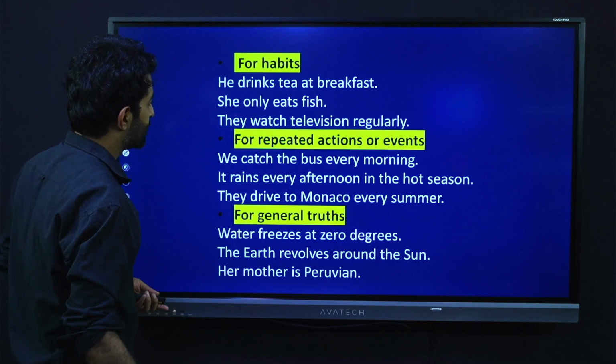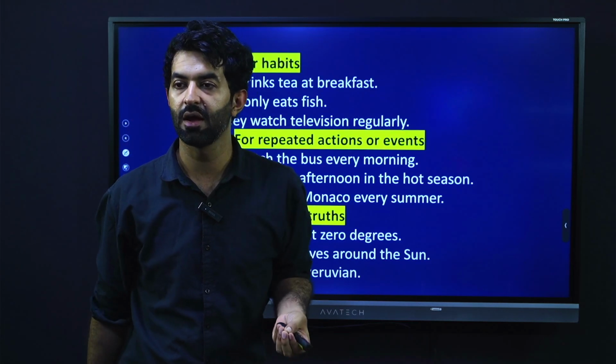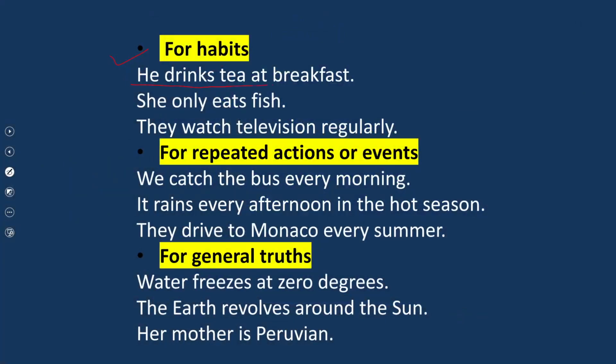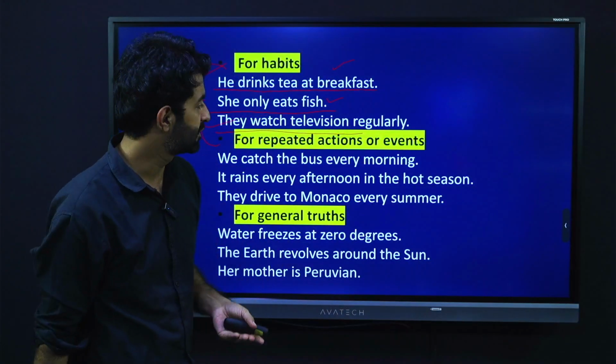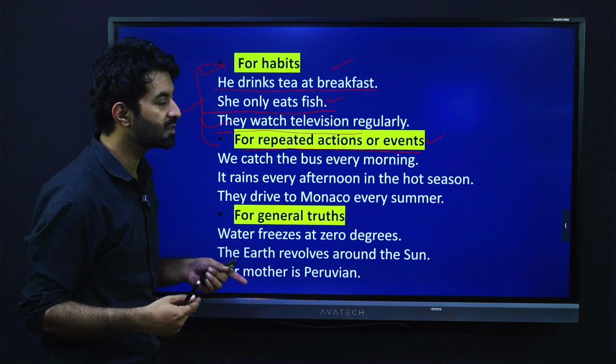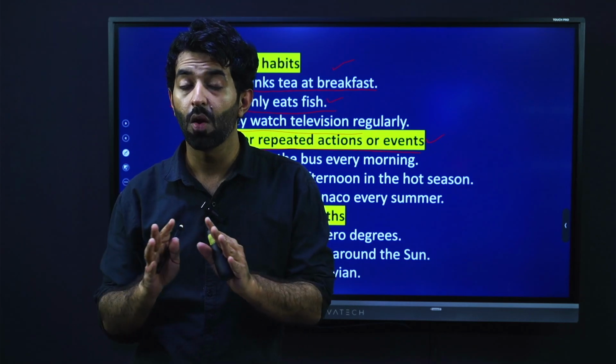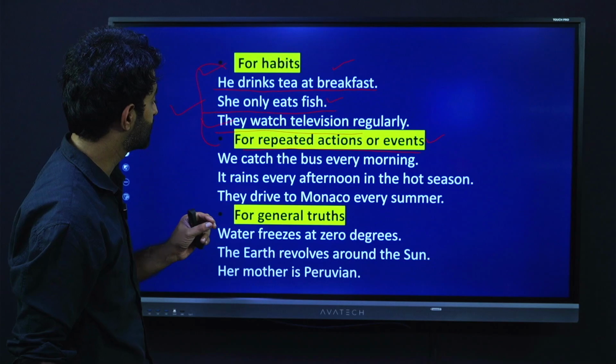Okay, let's talk about habits. If somebody is habitual of drinking tea every day, you can say he drinks tea at breakfast. All right, this is a routine, this is a habit. She only eats fish and nothing else. They watch television regularly. So we are using present simple for showing our habits. Okay. For repeated actions or events, जो actions repeat हो रहे हैं daily, या जो events हैं, all of them can be explained in present simple tense.